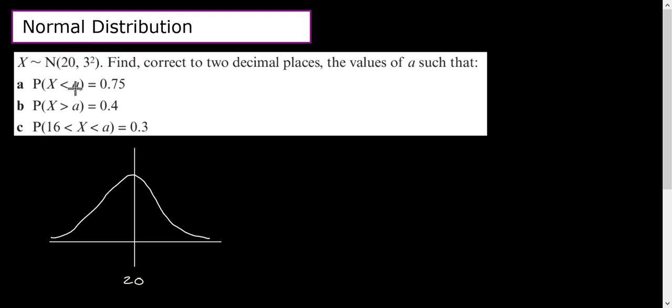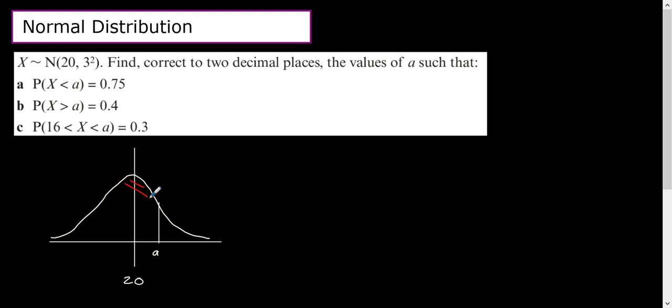So for this first part, we've got normal distribution, mean 20, variance 3 squared. The probability that x is less than a has got to be 0.75. So the first thing I'm realizing here is that this probability is more than a half. So if this probability is more than a half, what it means is that the value that I'm interested in, this a value, is actually going to be to the right of the mean. Because if we're looking for the probability less than, that's the probability to the left of that value. So it's the cumulative probability, the area under the curve, all the way up to this number a. And because it's 0.75, bigger than a half, it means we've gone all the way past the mean and we're over to the right of the mean.